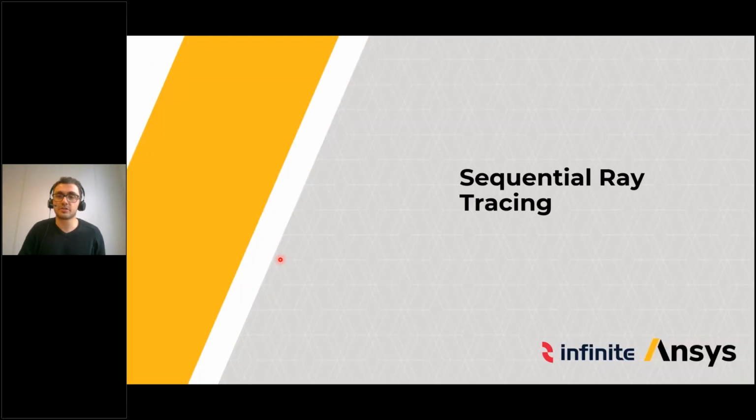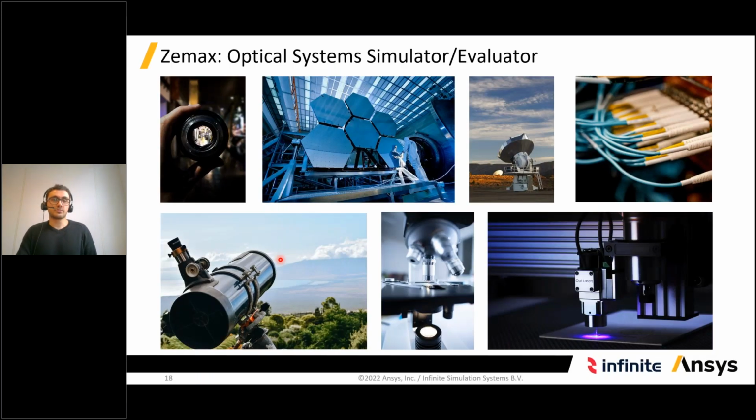So let us start with sequential ray tracing. So what is sequential ray tracing? That is ray tracing when light follows a predefined path from surface 1 to 2 to 3 and so on. And this is mostly used for optical imaging systems like microscopes, telescopes, but you can also think about things like beam expanders or optical waveguides.